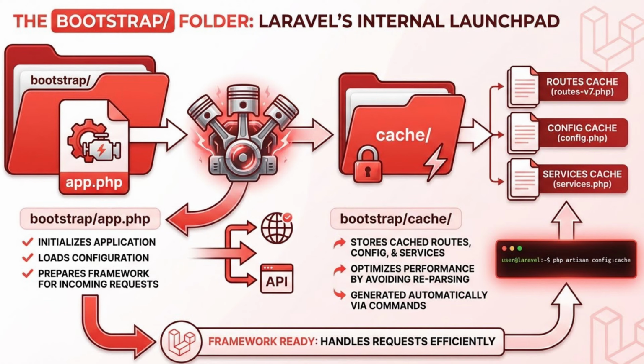Altogether, the Bootstrap folder ensures that Laravel starts quickly, loads efficiently, and performs at its best. It initializes the application through app.php, manages compiled optimizations through the cache directory, and prepares the entire framework so every request can be handled smoothly. By the time Laravel finishes its bootstrapping process, the application is fully ready to route requests, process logic, and deliver fast, reliable responses to users.